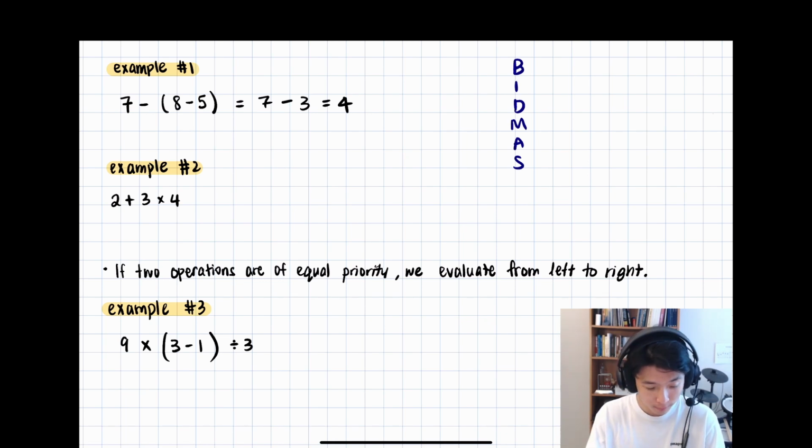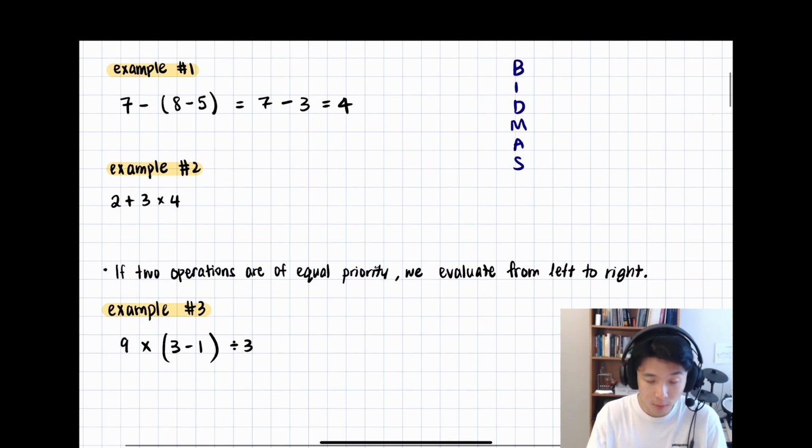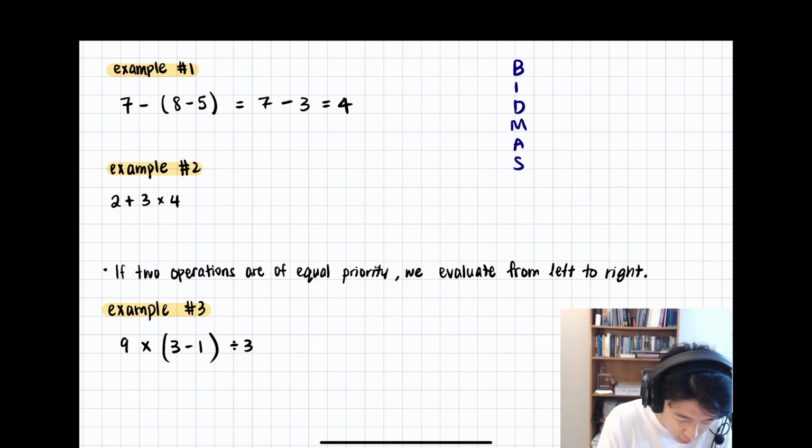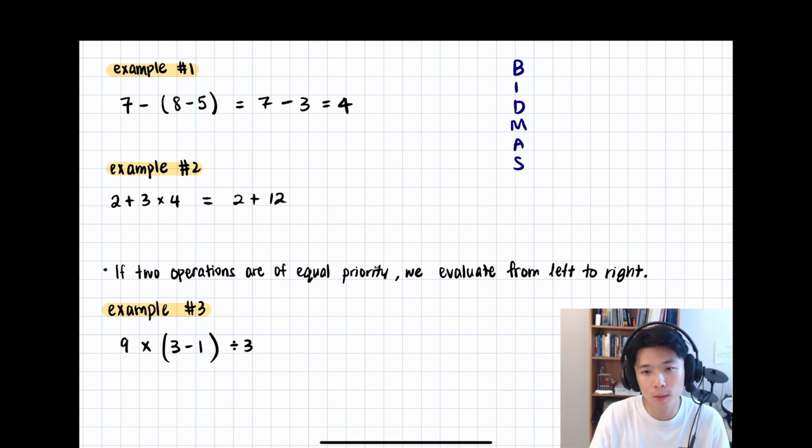In example 2, we have 2 plus 3 times 4. Now you notice there's no brackets, and there's no indices, but there is multiplication. And so what we're going to do is we're going to do the multiplication first, before the addition. And so what we get here is 2 plus 12. And with 2 plus 12, there's only one addition left, that's just 14.